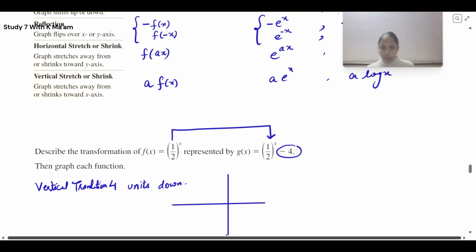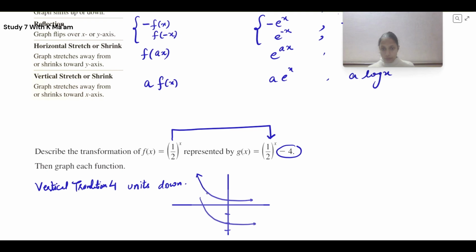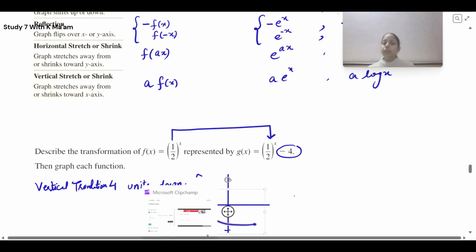If I look at the graph of 1 over 2 power x, half power x, this is the graph. But if I say half power x minus 4, it will be shifted 4 units down, like this.